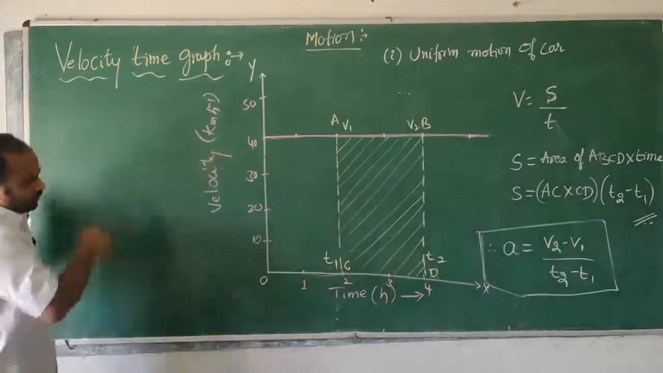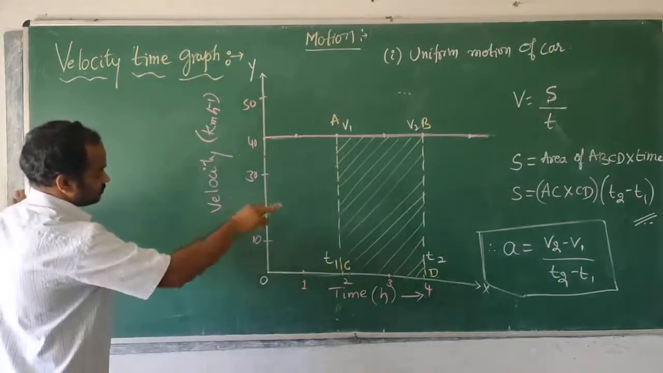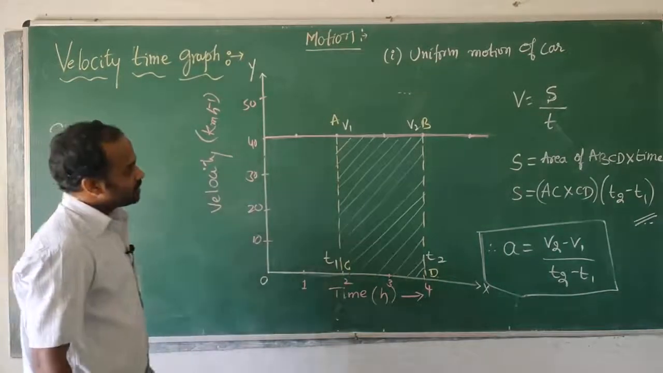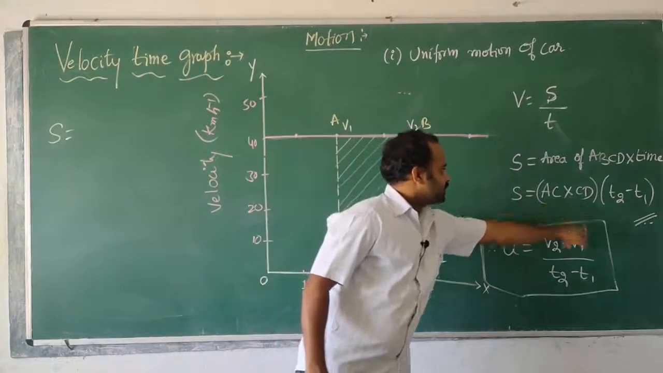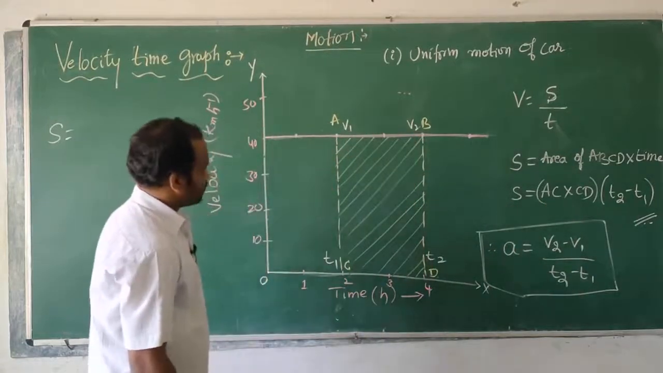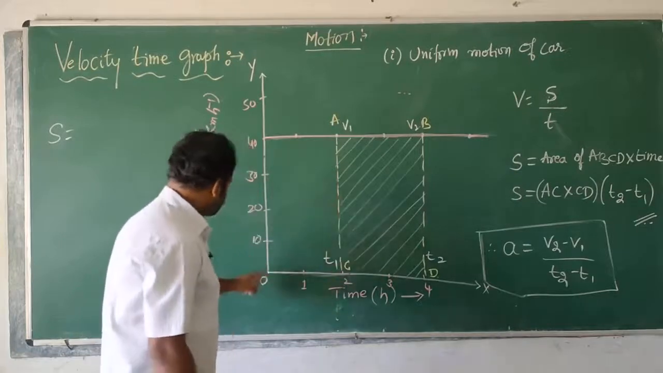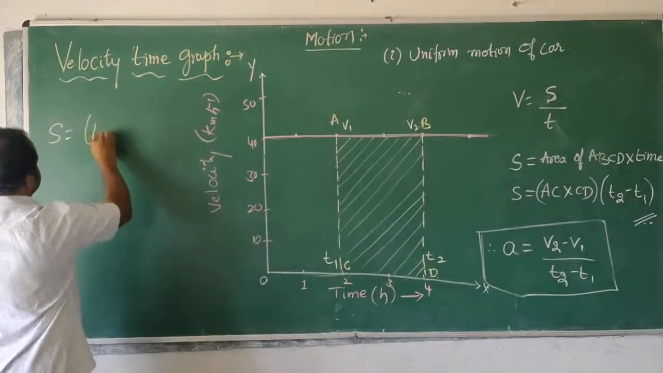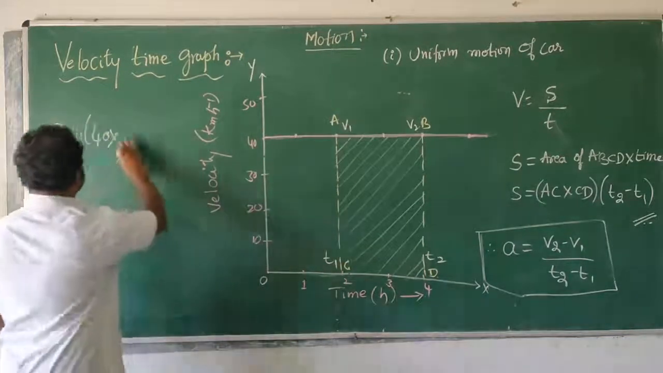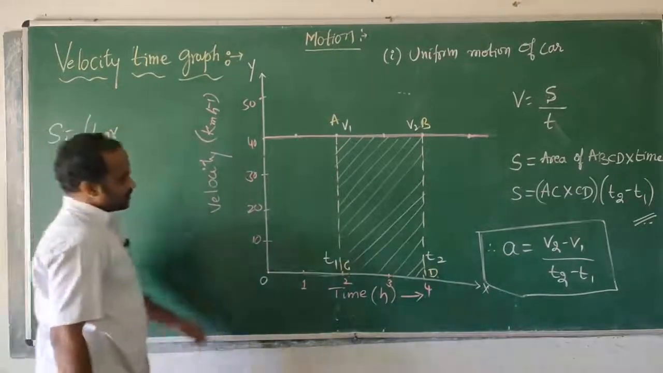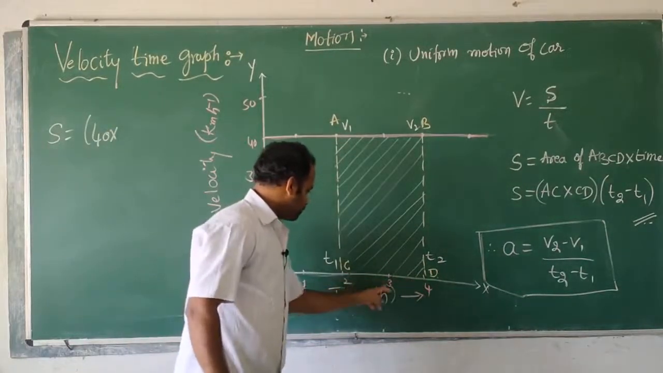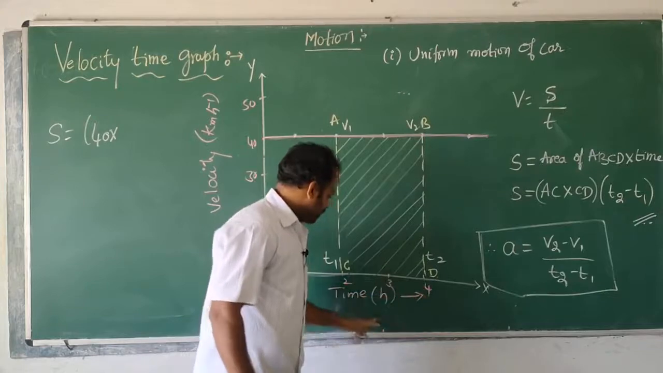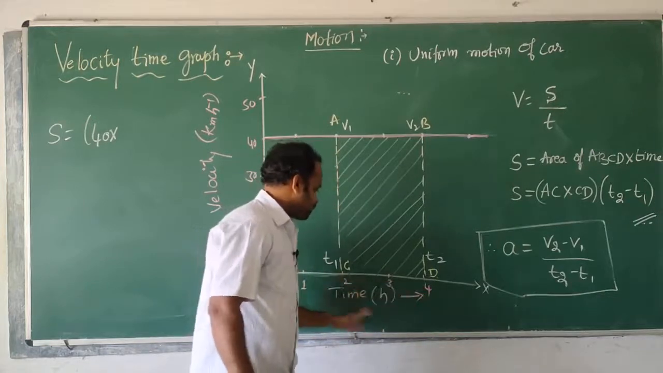Now we will find S here. What is S equal to? AC into CD. What is AC here? A to C, 0 to 40. AC is 40, into what is CD here? C to D, 1, 2. How many hours? 1, 2. 2 hours.